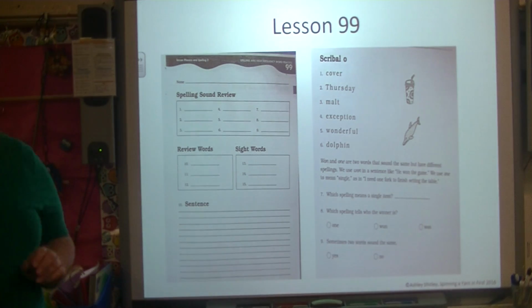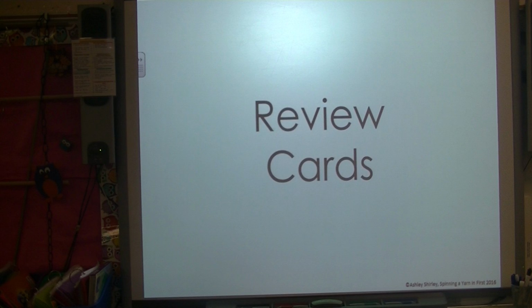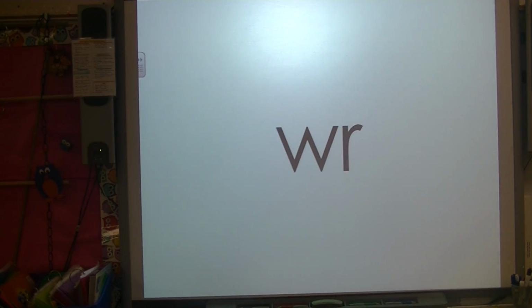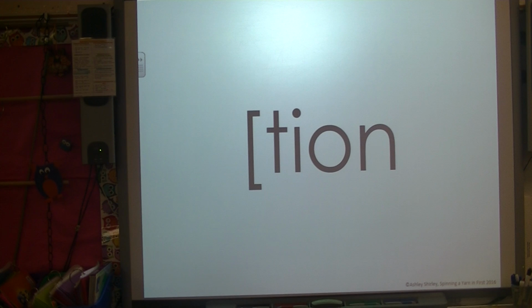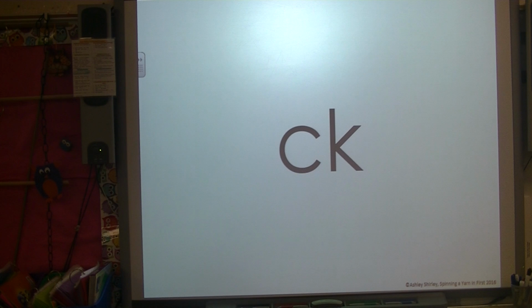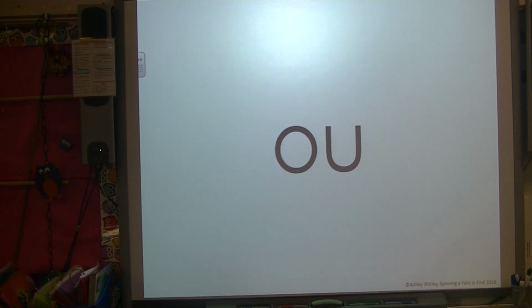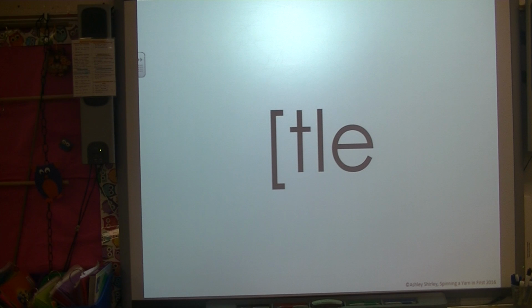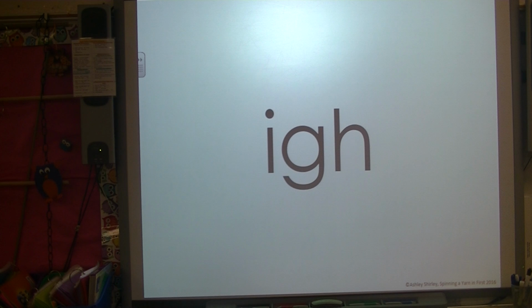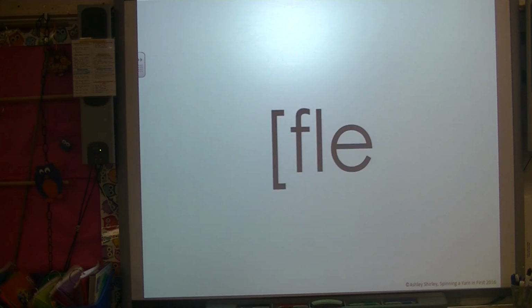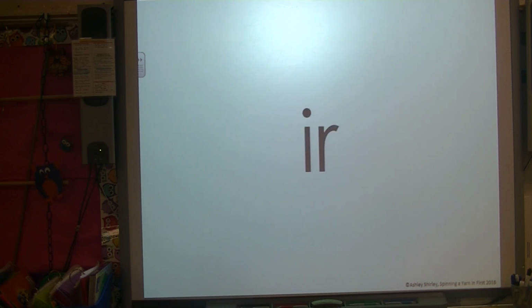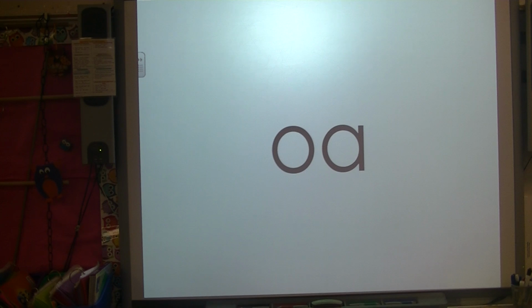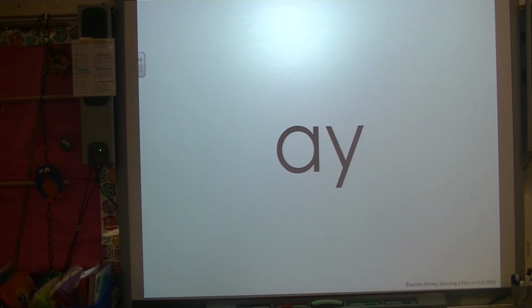Pencils are down, eyes are up here. All right, review cards. Get ready to name the letters first. Ghost letter digraph, W-R. Digraph, A-I. Final stable syllable, T-I-O-N. Digraph, C-K. Digraph, N-G. Diphthong and digraph, O-U. Digraph, E-A. Final stable syllable, T-L-E. Digraph, P-H. Trigraph, I-G-H. Final stable syllable, F-L-E. Combination, I-R. Digraph, O-A. Digraph, A-W. Ghost letter digraph, G-N. Digraph, A-Y.